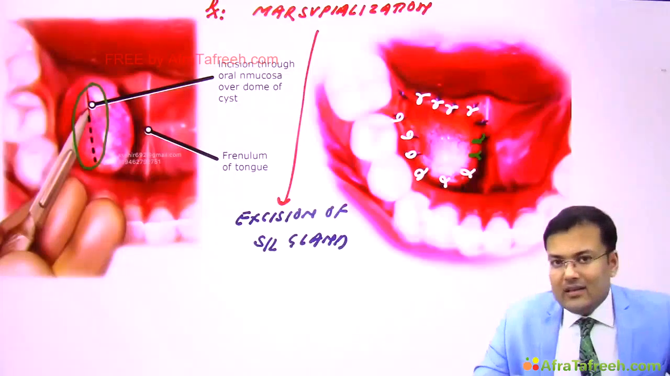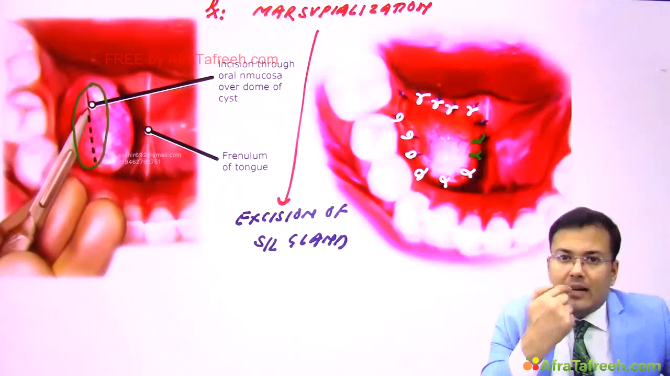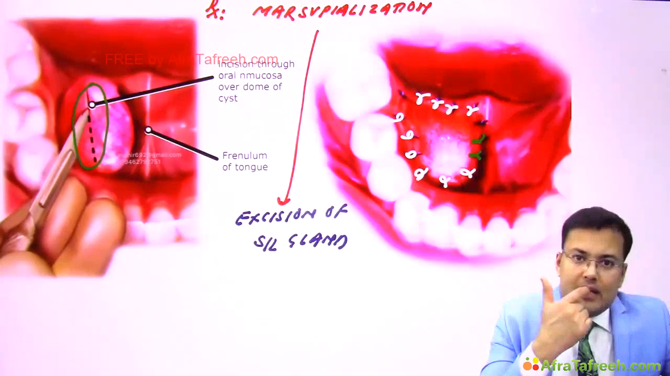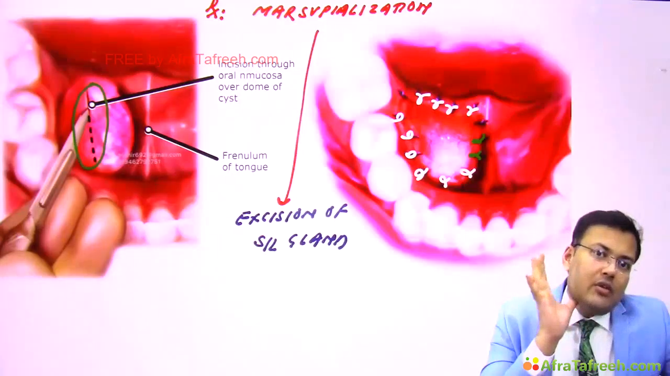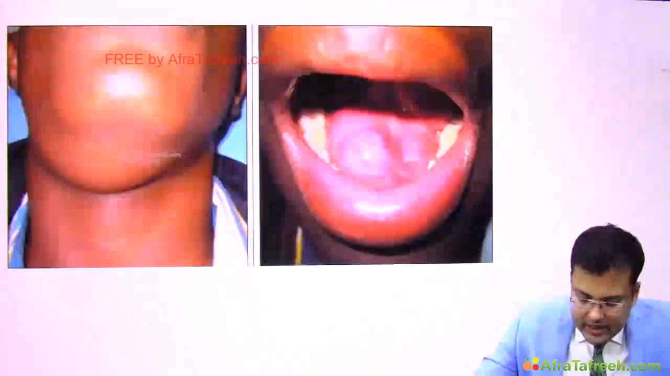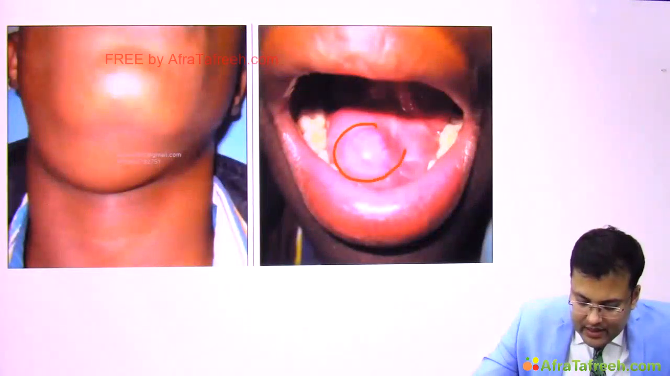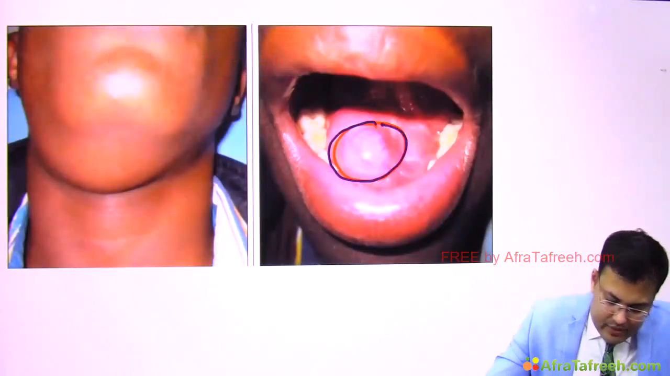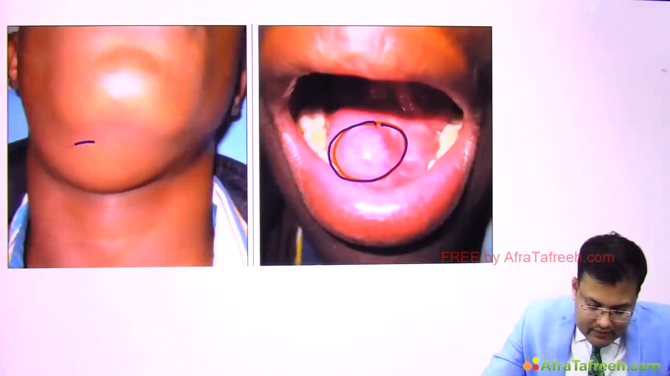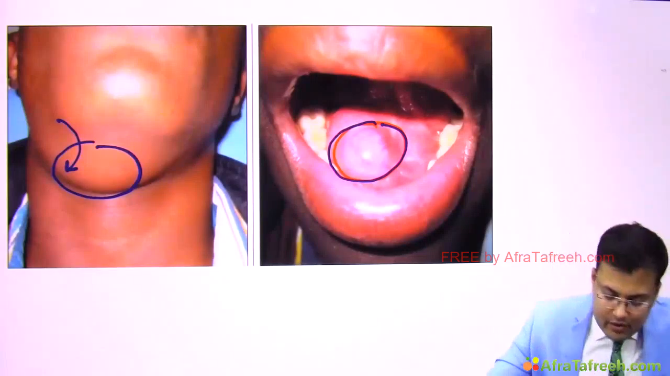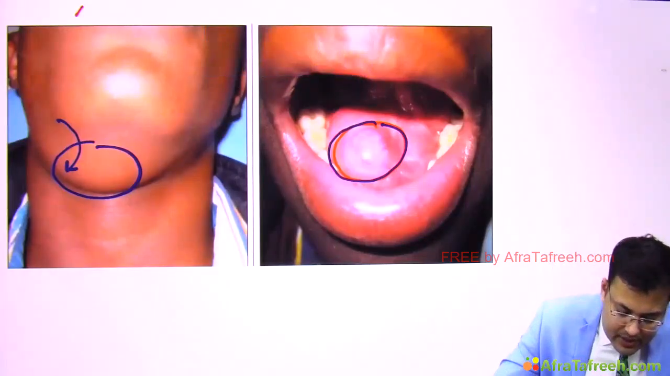Now see, there is another type of ranula in which there is an intraoral component with cervical prolongation. So this is known as plunging ranula. In this ranula, you can see this is the intraoral component, and here you can see that this is the cervical prolongation. Can you notice the swelling in this region? So this is known as plunging ranula.